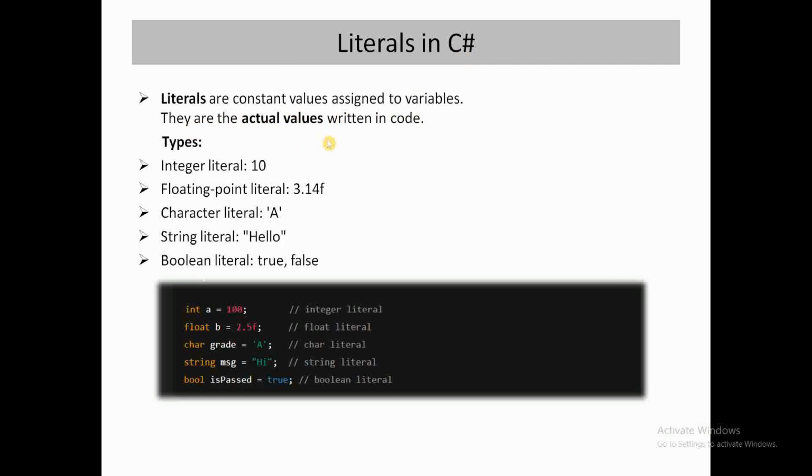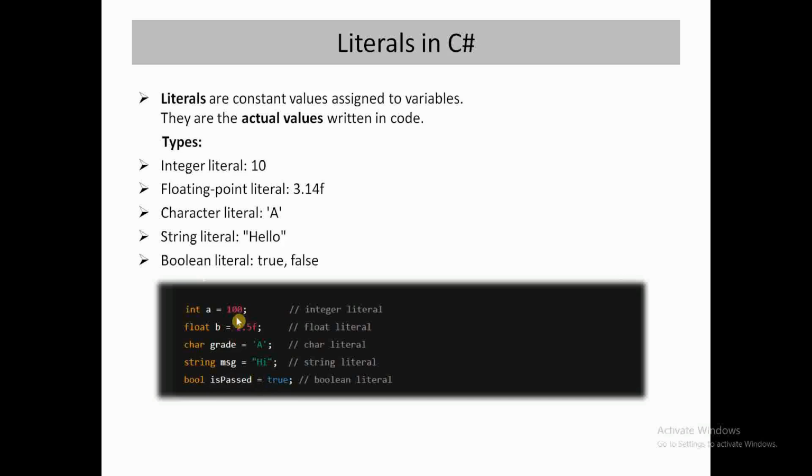They are the actual values written in code. Literals are like constant values or actual values where we provide some values, for example int age is equal to 10. We are providing the value 10, so that is a literal. Here we have some examples like integer a is equal to 100, float, char, string, bool. These are the examples of this.